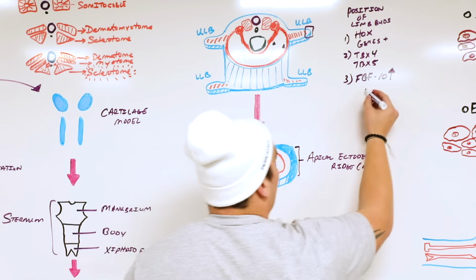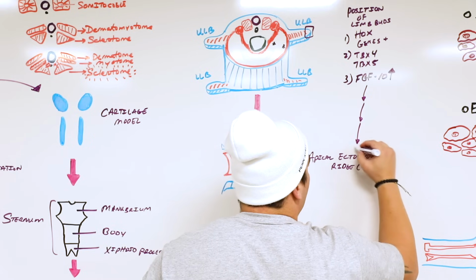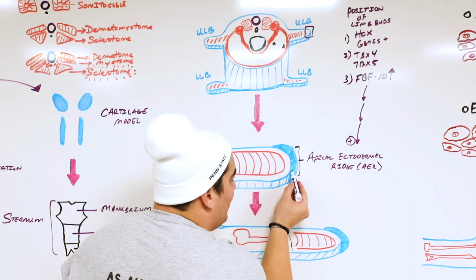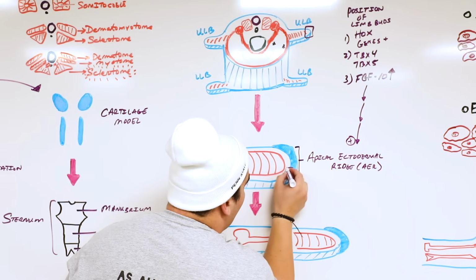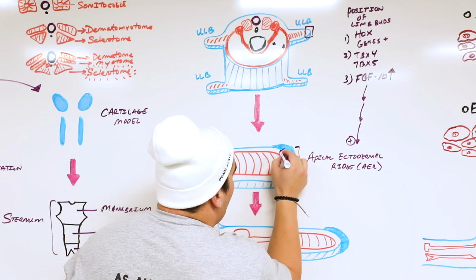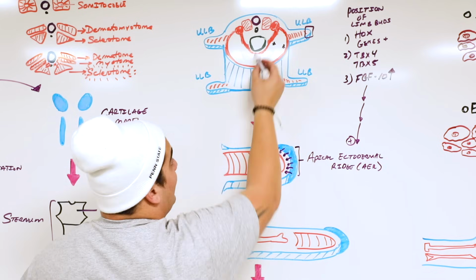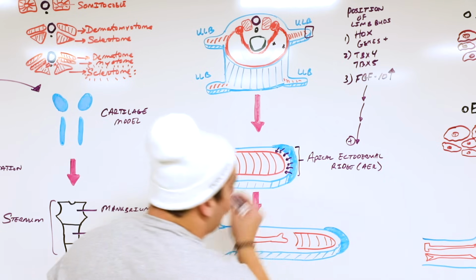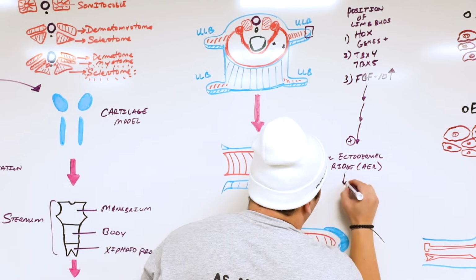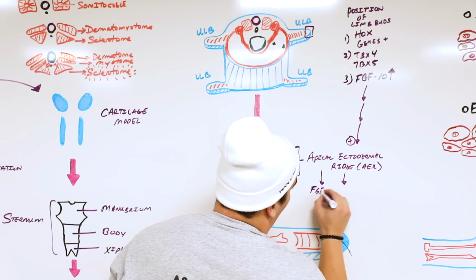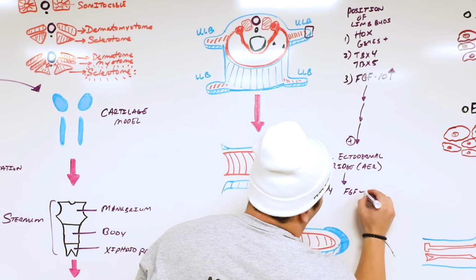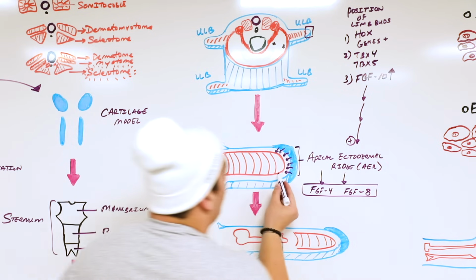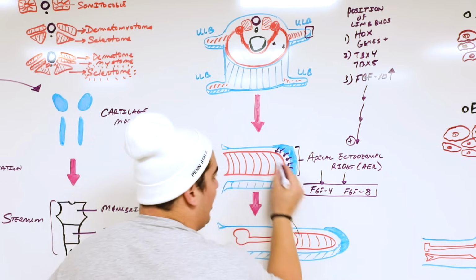What happens is the fibroblast growth factor 10 is going to stimulate this apical ectodermal ridge. The apical ectodermal ridge then starts secreting other growth factors, and when it does, it stimulates the lateral plate mesoderm that invaded into the limb bud to start proliferating. What are these growth factors? This one secretes two types: fibroblast growth factor 4 and fibroblast growth factor 8. And these are going to initiate tons and tons of proliferation of the lateral plate mesoderm.